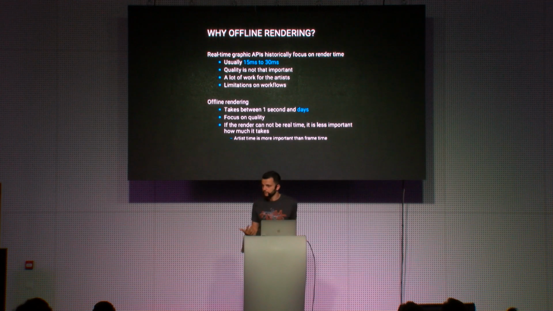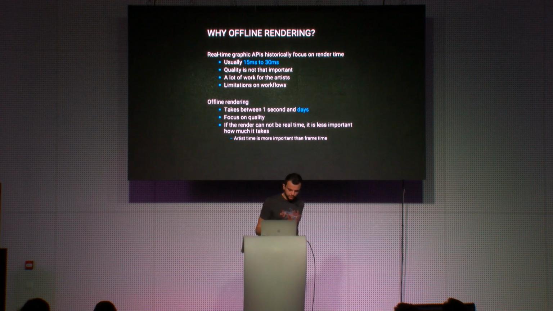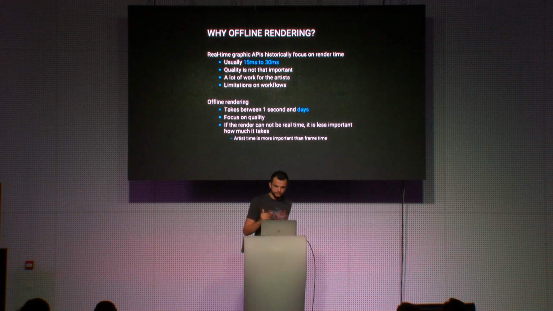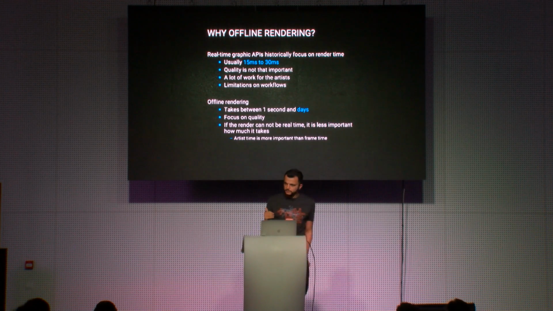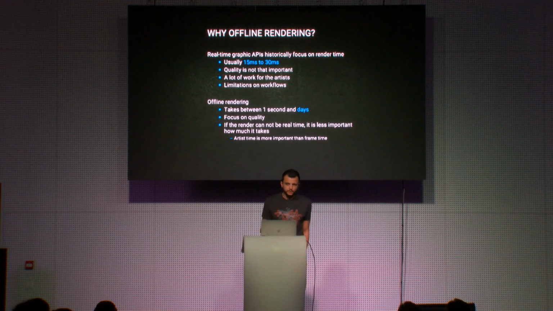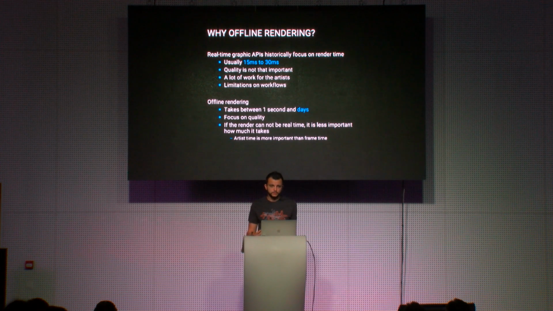Also, why do we do offline rendering? There are a few reasons. First, people do real-time rendering because it's interactive and immersive. In these cases, you usually have between 15 to 30 milliseconds for each frame, and that's the budget that you have. To get into that budget, you have to make some compromises. The compromises are often with the quality and also with the workflow that the artist can have.